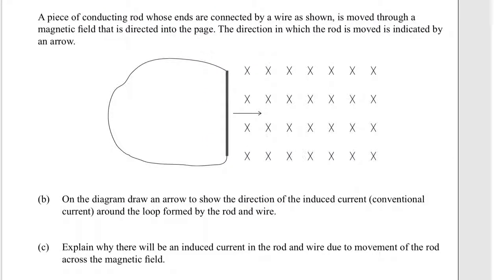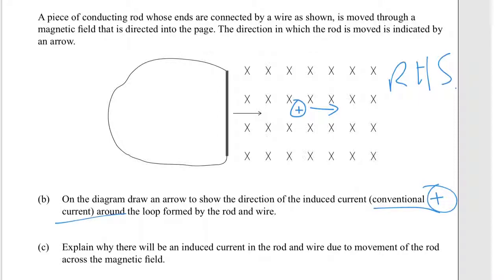A piece of conducting rod, whose ends are connected by a wire as shown, is moved through a magnetic field directed into the page. The direction the rod is moved is shown by the arrow, to the right. On the diagram, draw an arrow to show the direction of the induced current around the loop formed by the rod and wire. Okay, so this is conventional current, as they've stated there. That's a flow of positive charge. If we consider a positive charge moving to the right and use our right-hand slap rule, we can work out the direction of that positive charge, and then that'll be the direction around the loop.